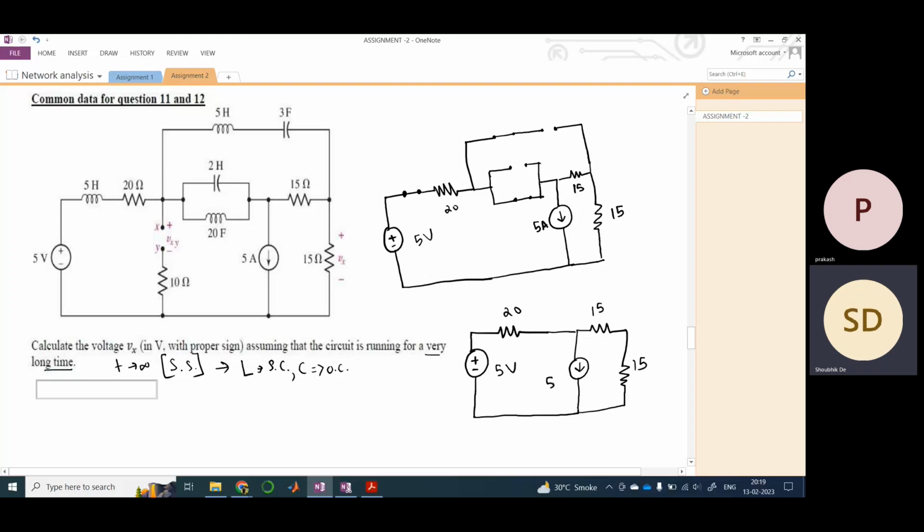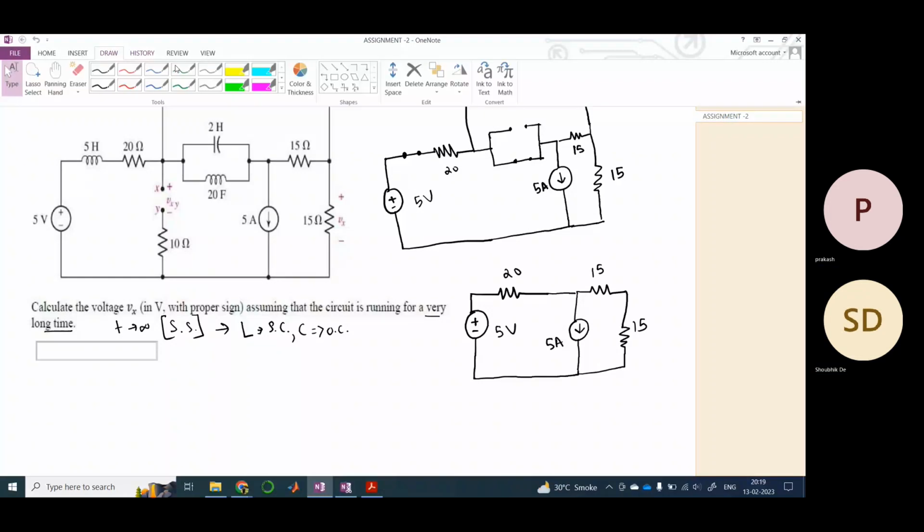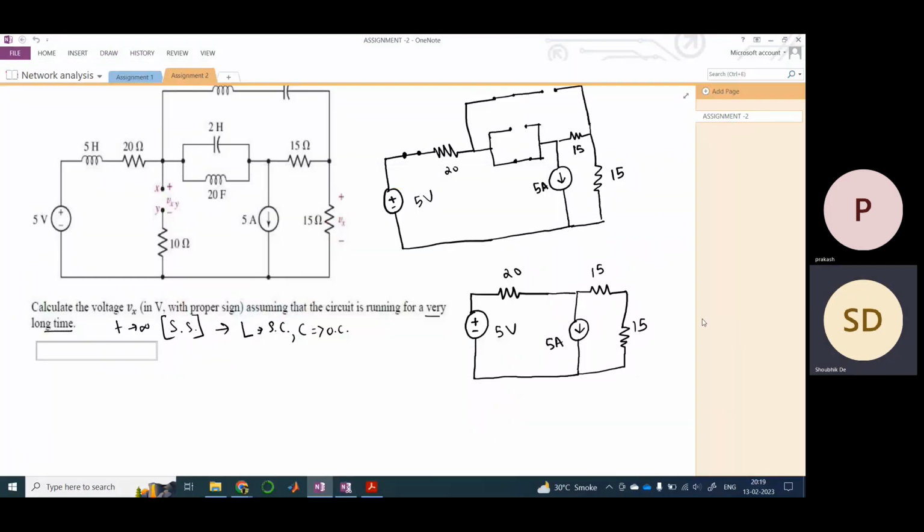This is 5 ampere. So this is my final circuit after shorting the inductance and open circuiting the capacitance at steady state, right? So now we need to know the voltage across this resistance, right? Let us try to solve this using nodal analysis, okay? This would be pretty simple using the concepts of last week.